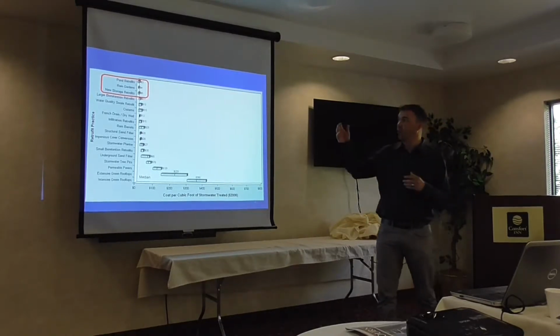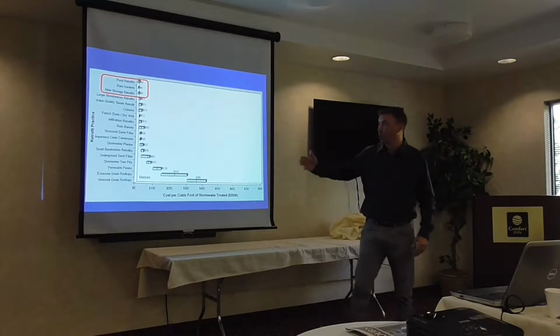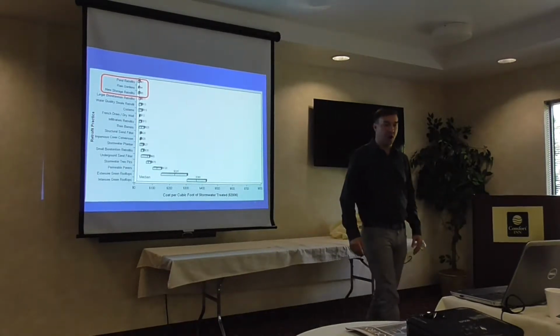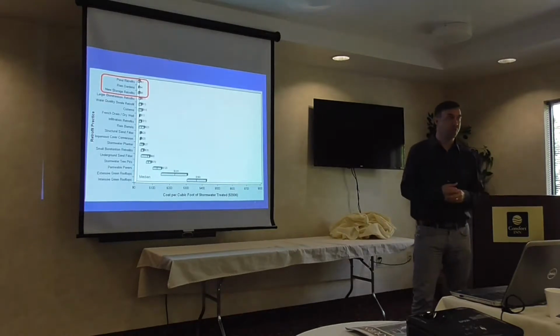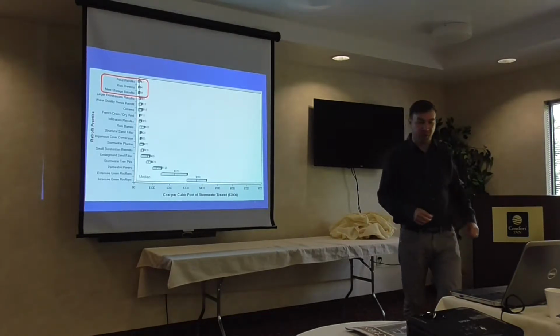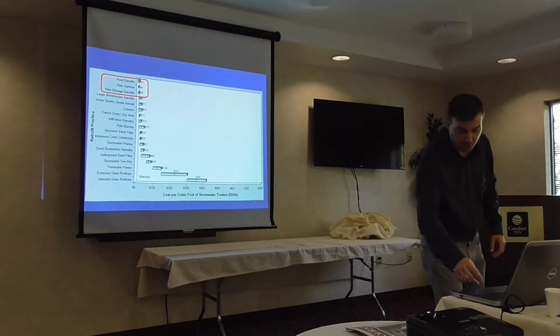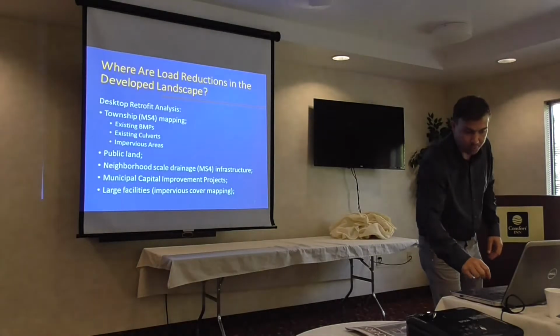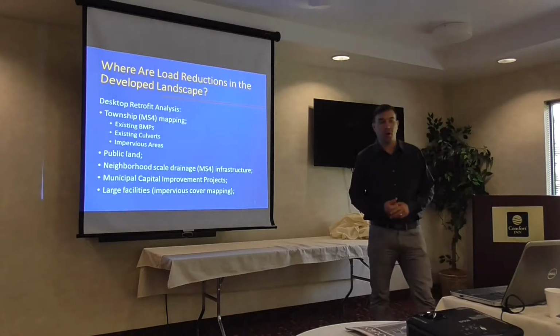But then it goes all the way through. We have large bioretentions, stormwater planters, impervious cover removal, and then down here on the end we have things like green roofs, which can be obviously quite expensive depending on the type of green roof you're installing and what building you're installing it on. So where are the loads?